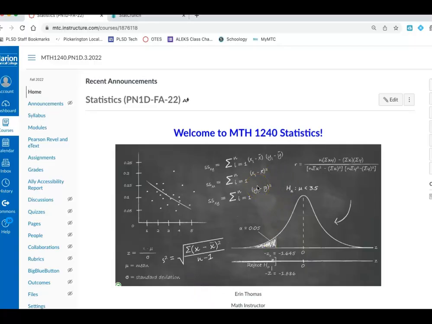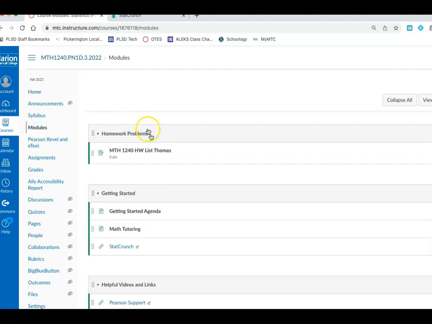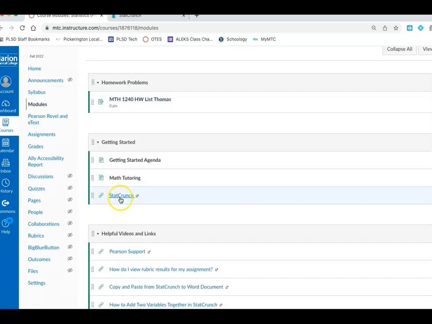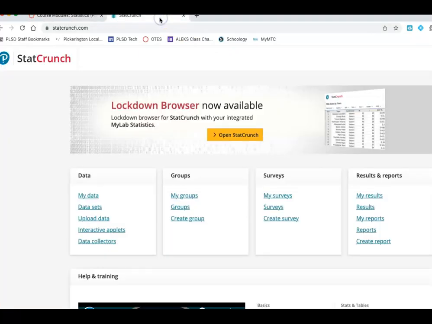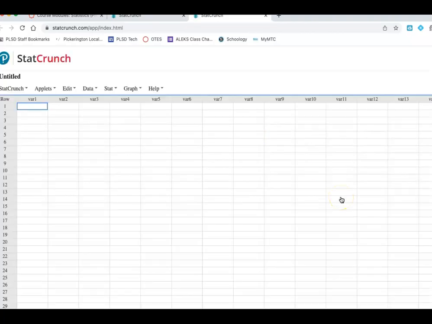All right, so in Canvas, when you are on the landing page for the course, remember that to get to StatCrunch, you're going to click on Modules, and then down here, click on StatCrunch. You may have to physically sign in. So up in the right-hand corner, it will say sign in or register if you're not logged in. If you are logged in, it will say your username up there. And then this will be able to be clicked, whereas you won't be able to click it if you're not signed in. So I'm going to open StatCrunch.